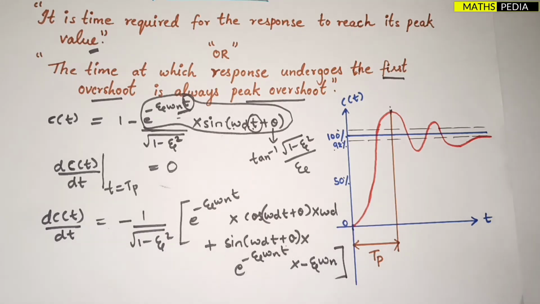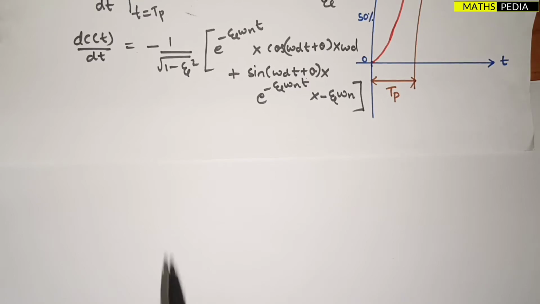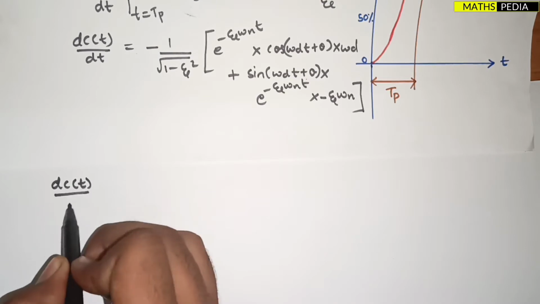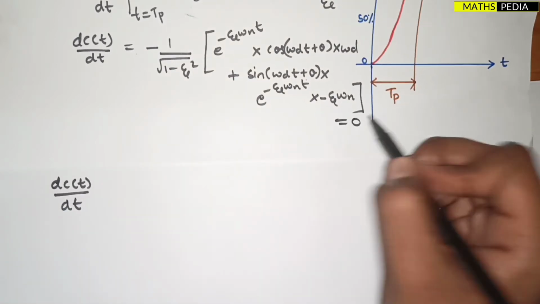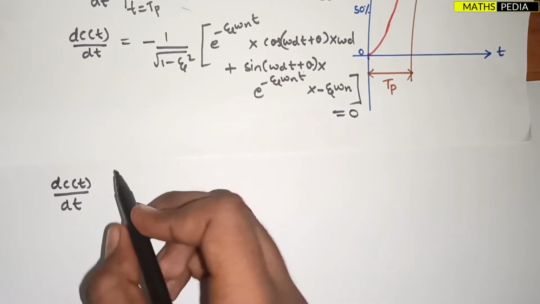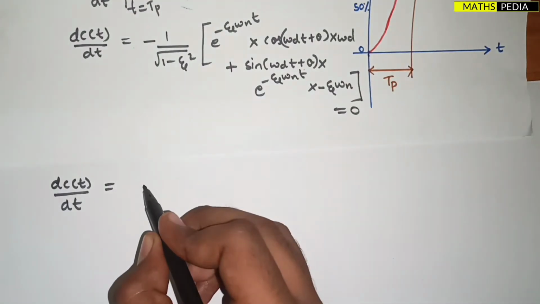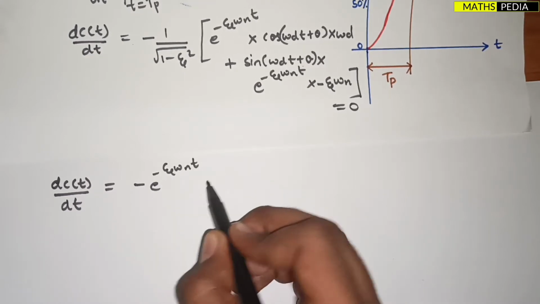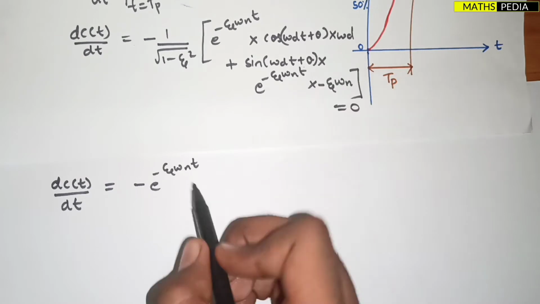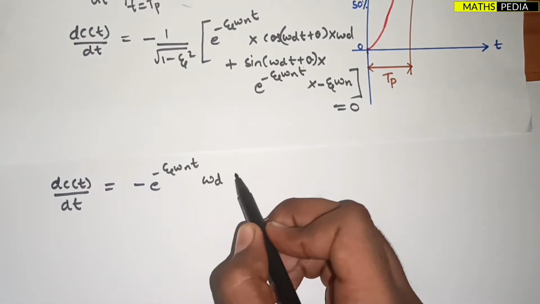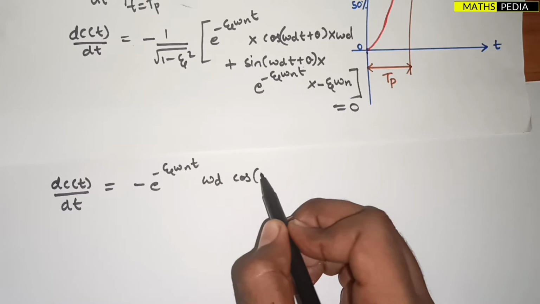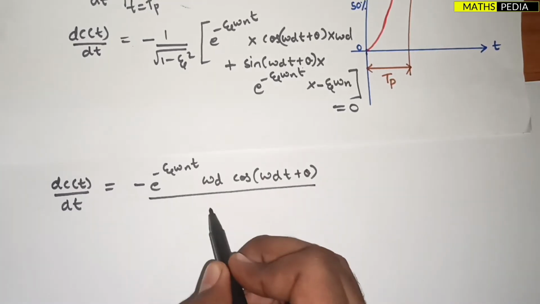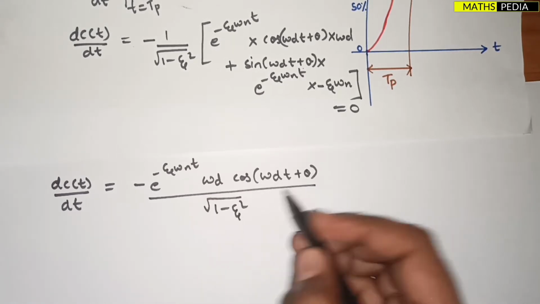Let us now rearrange these things. Now what I'll do, I'll multiply this term inside. So what will happen? dc of t by dt, and this thing you have to equate it to 0. dc of t by dt is equal to, I'll multiply this inside, so e power minus zeta omega n t, then cos omega dt plus theta, omega d is there, I'll bring to the front, so omega d into cos omega dt plus theta, it's the same thing, divided by this square root of 1 minus zeta square.